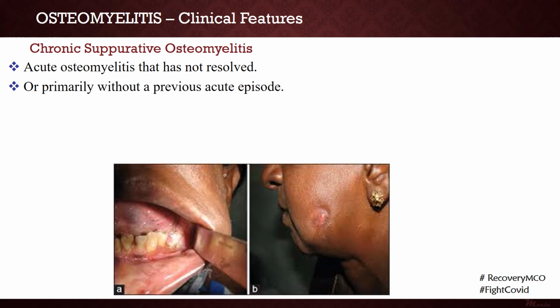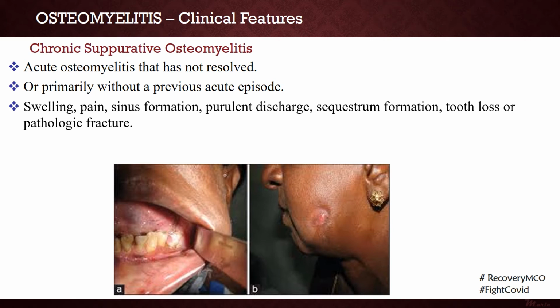Chronic suppurative osteomyelitis occurs over 30 days of infection. It may follow after an acute osteomyelitis that has not resolved, or it may be present primarily as a chronic osteomyelitis which has been a low-grade infection and has persisted over 1 month.